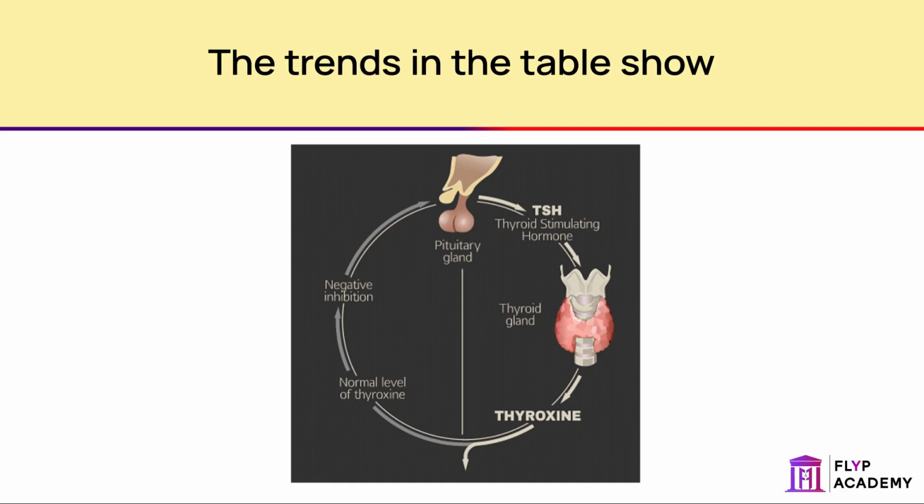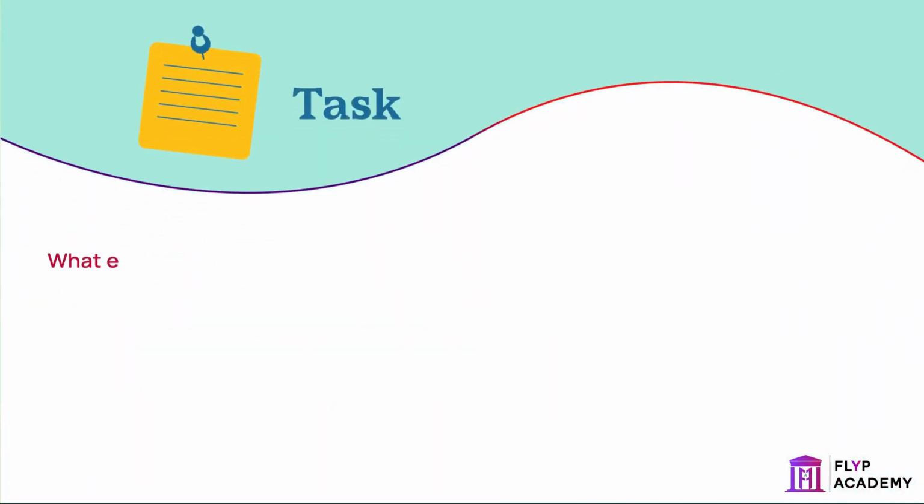Adrenaline is another hormone produced by the body. It is the fight or flight hormone produced by the adrenal gland. It is released when the body perceives stress or danger. It's also released when excited. Task: what effects does adrenaline cause in the body?